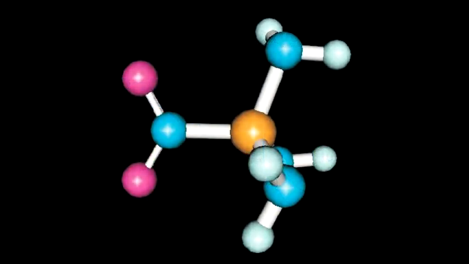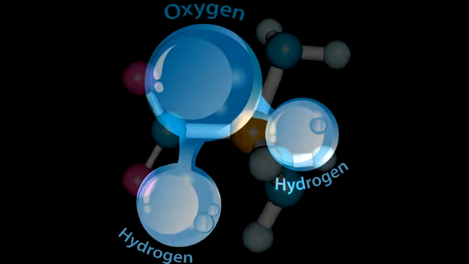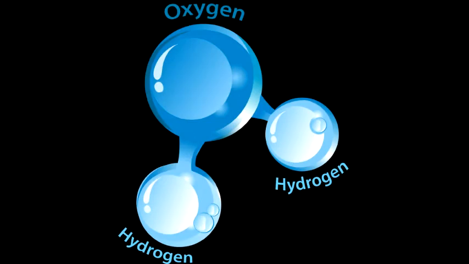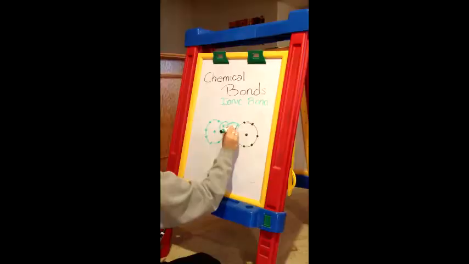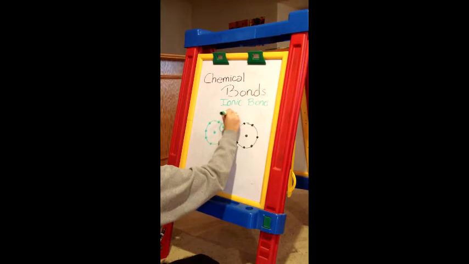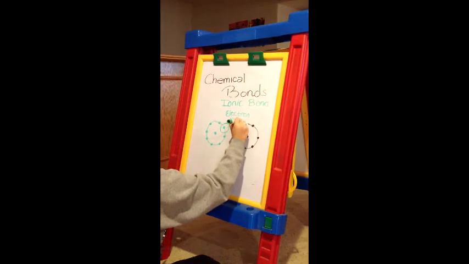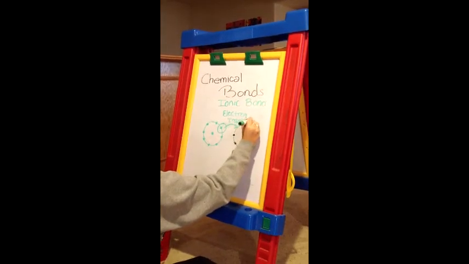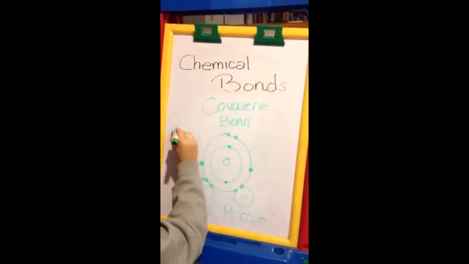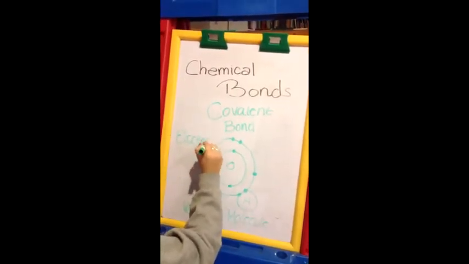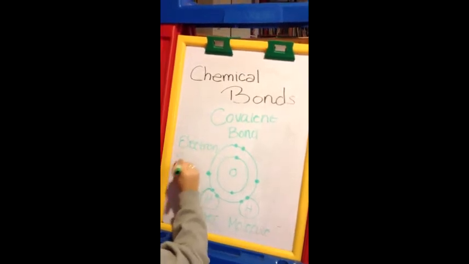A chemical compound is a substance formed by the chemical combination of 2 or more elements. Water has the chemical formula of H2O. Atoms in compounds are held together by chemical bonds. There are 2 types of chemical bonds: ionic bond and covalent bond. An ionic bond is formed when 1 or more electrons are transferred from one atom to another. Covalent bonds form when electrons are shared between the atoms.